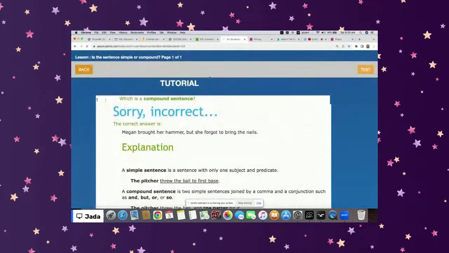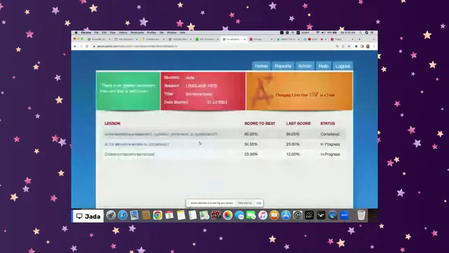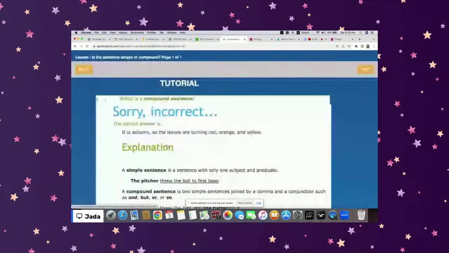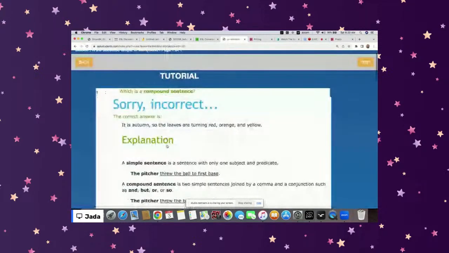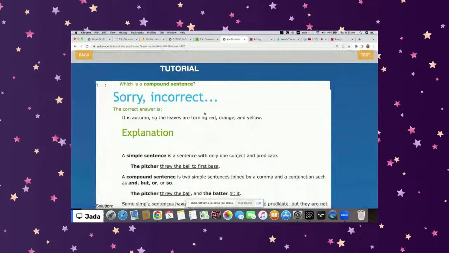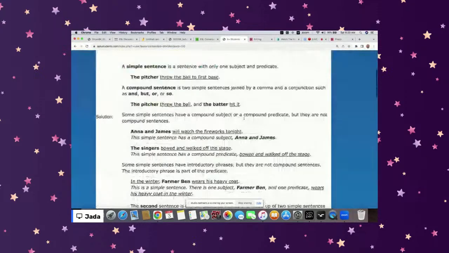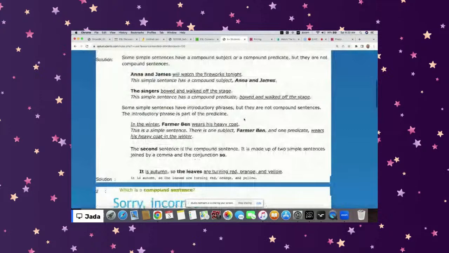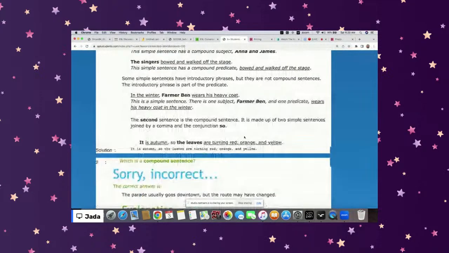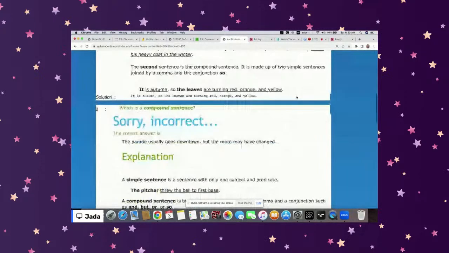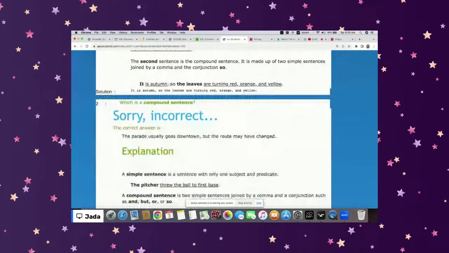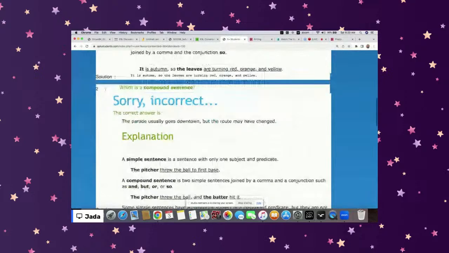Okay, guys. It is autumn, so the leaves are turning red, orange, and yellow. Okay? Look at it here. Autumn, then so.